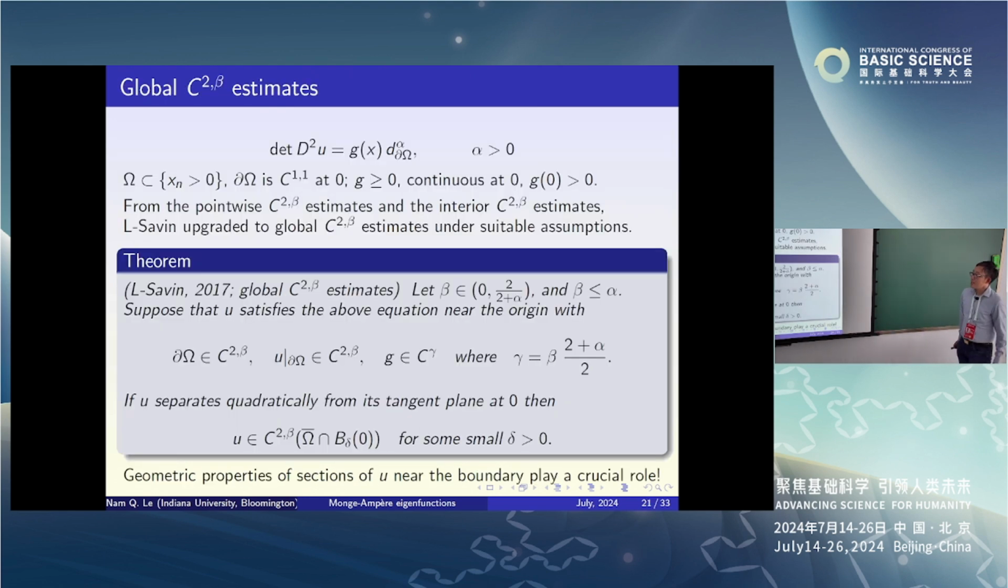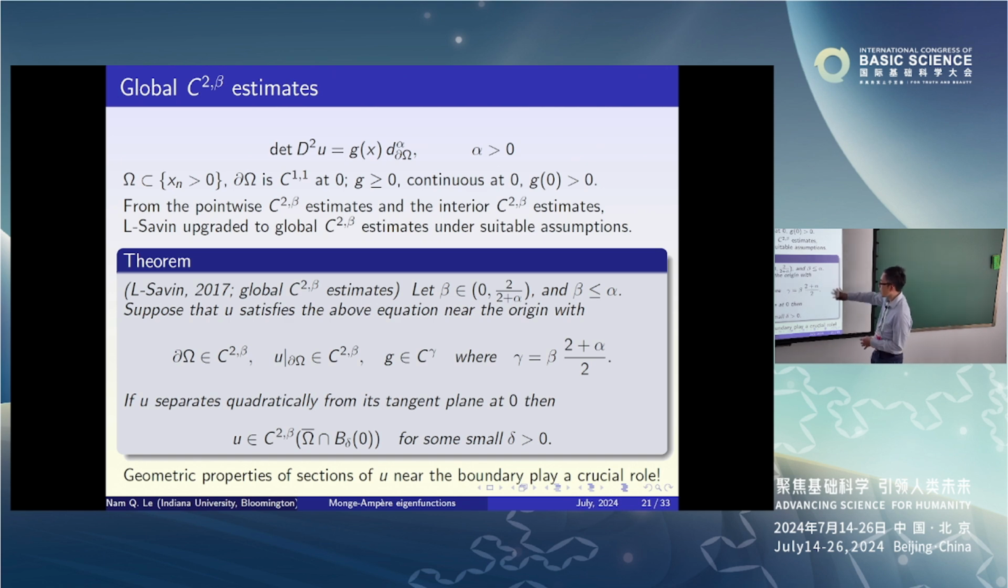All right. So that's the result: we only have the C2 beta estimate at one point. One point means that you can do the Taylor expansion around that point, and so you can do the pointwise estimate for every point on the boundary. But in the interior, you can always assume that you have a smooth solution. So if you want to do some kind of global estimate around one point, you need to let the interior estimates and the boundary estimates talk to each other. And so in the end, we need to use some geometric property of the sublevel set of u near the boundary to obtain the global C2 beta estimate.